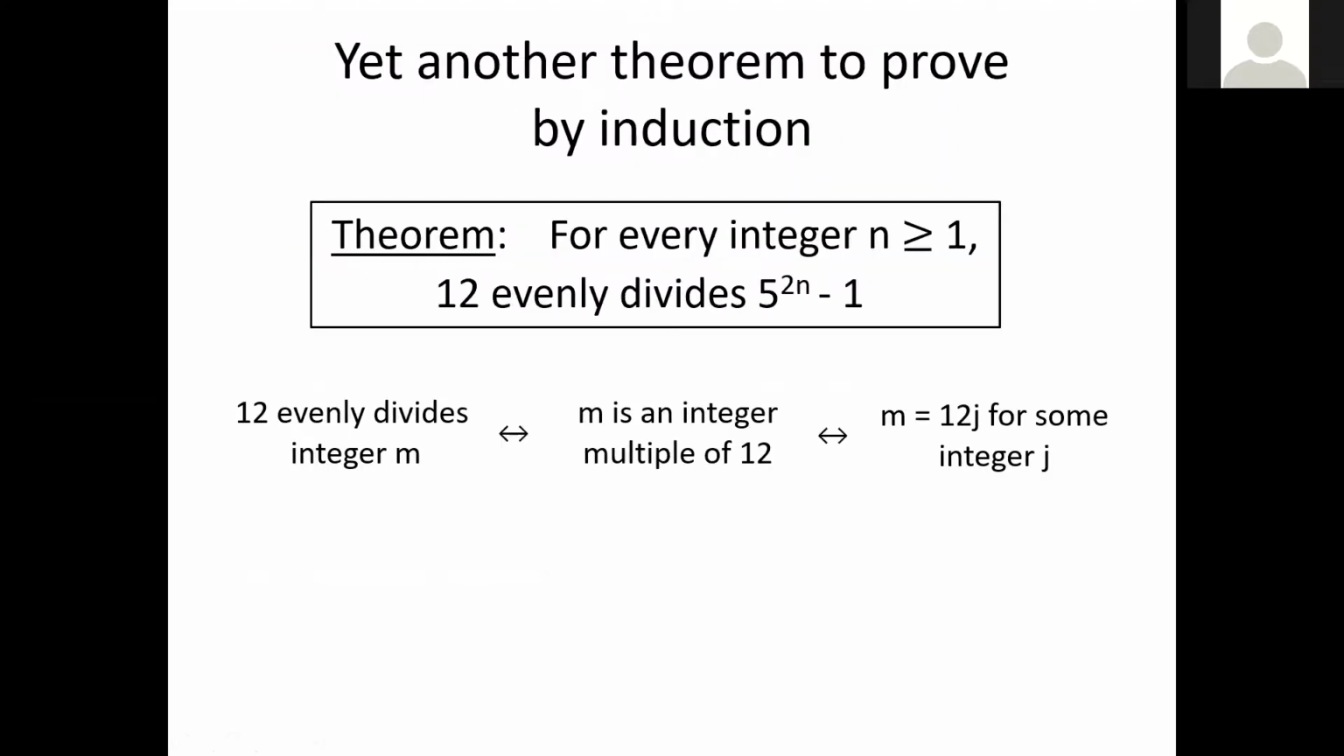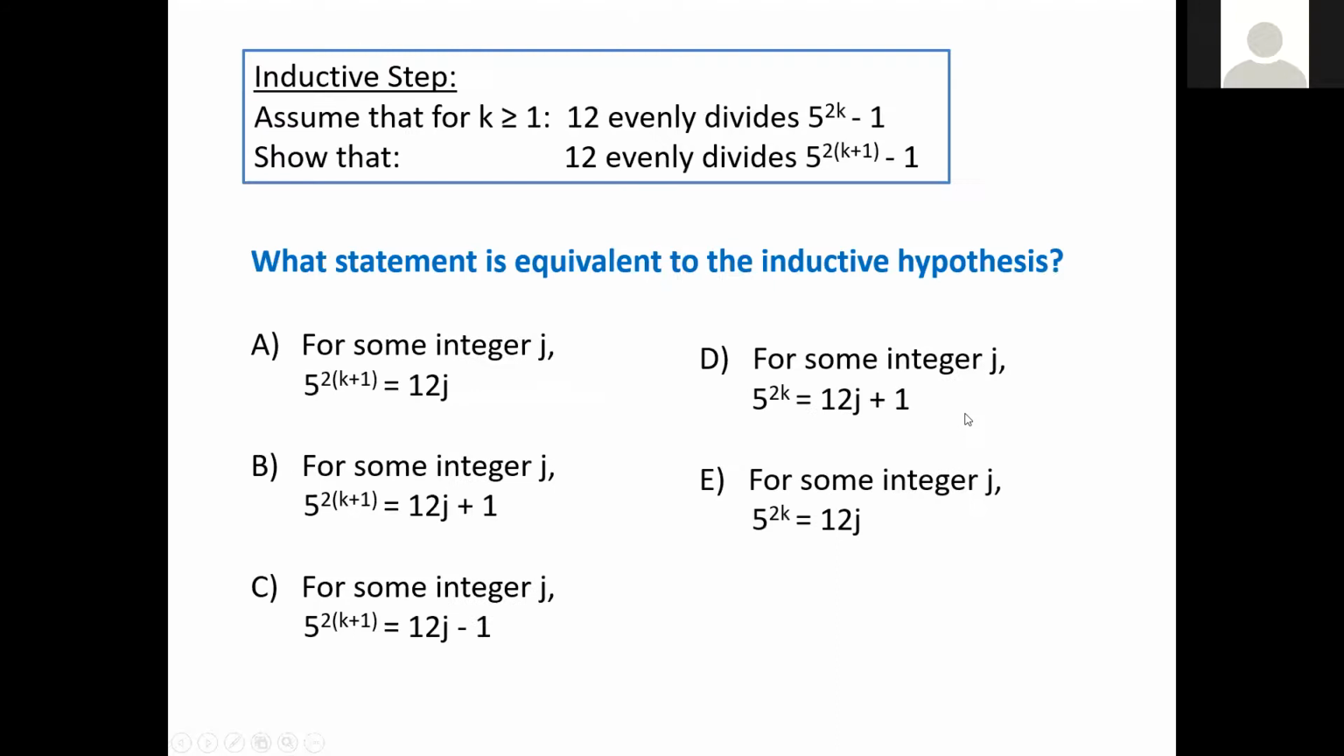So in the base step, we have to show that 5 to the 2 minus 1 is divisible by 12. Well, that's easy, because 5 to the 2 is 25, minus 1 is 24, which is divisible by 12. So what about the inductive step? We have to argue that if an integer like this is equal to 12 times some other integer, then an integer like this with one more, minus 1, is also a multiple of 12.